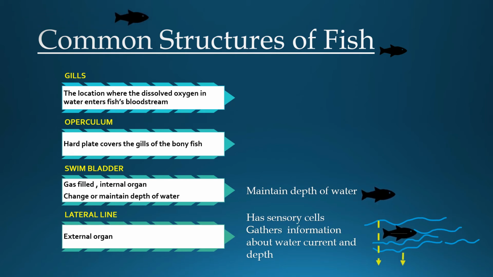Lateral line. A lateral line is an external organ. You see that pink line in the rainbow trout? That's the lateral line. The function of the lateral line is to gather information about water current and depth. The lateral line has sensory cells. The swim bladder maintains the depth in water while the lateral line has sensory cells that gather information about water current and depth.